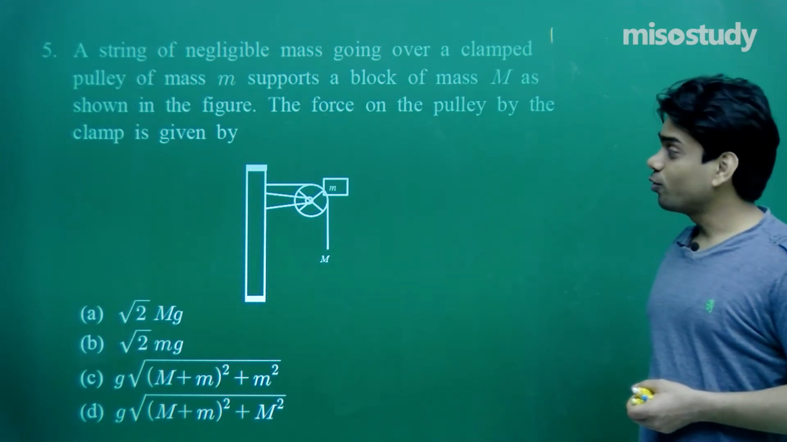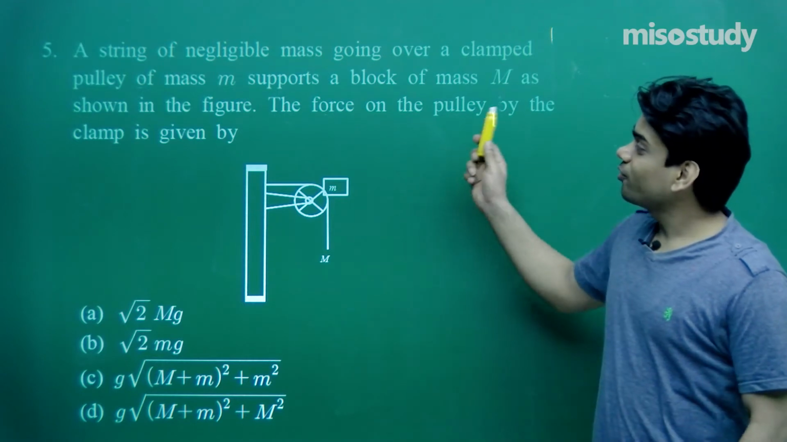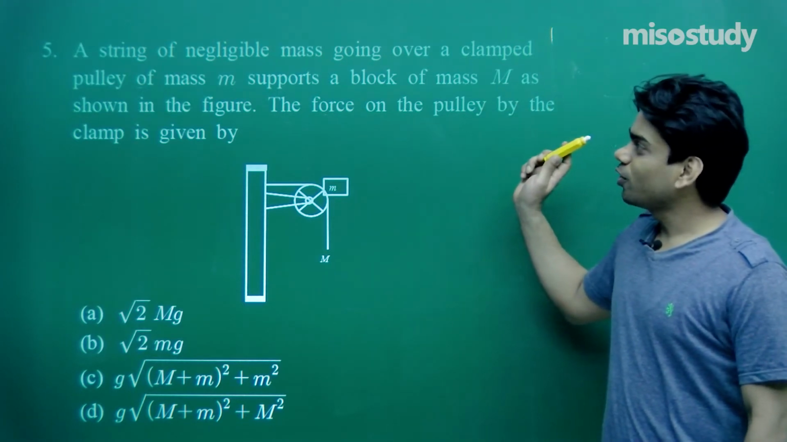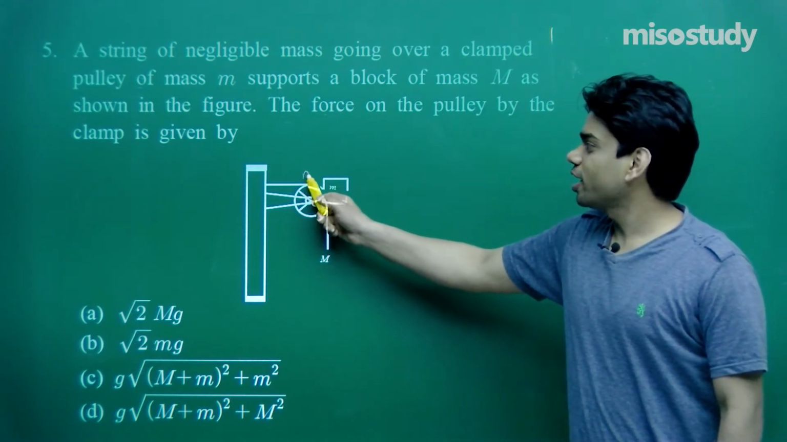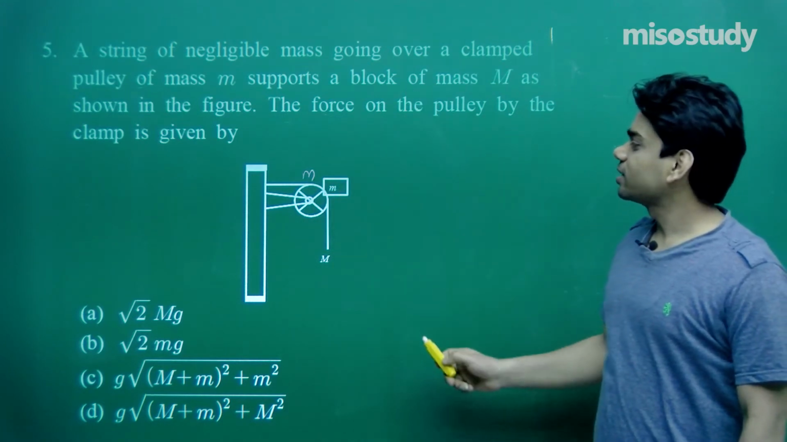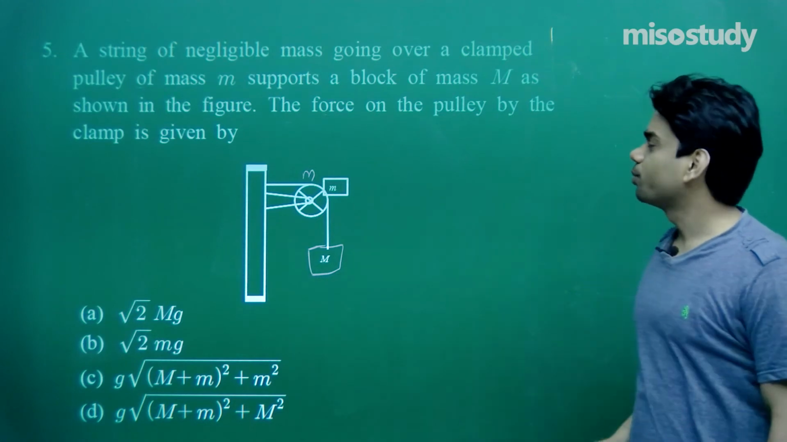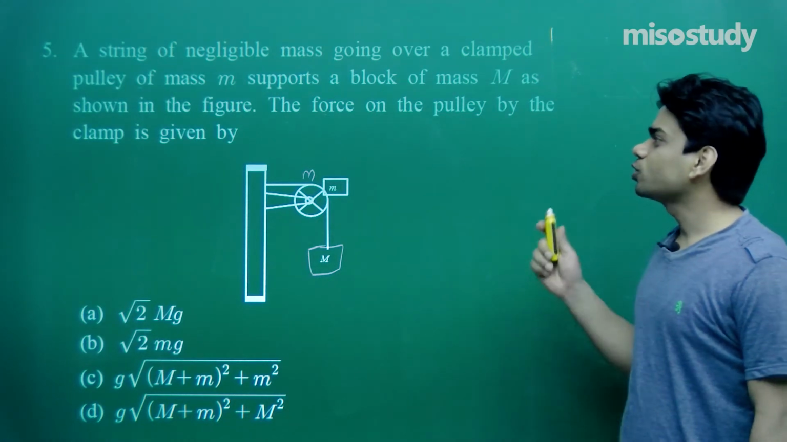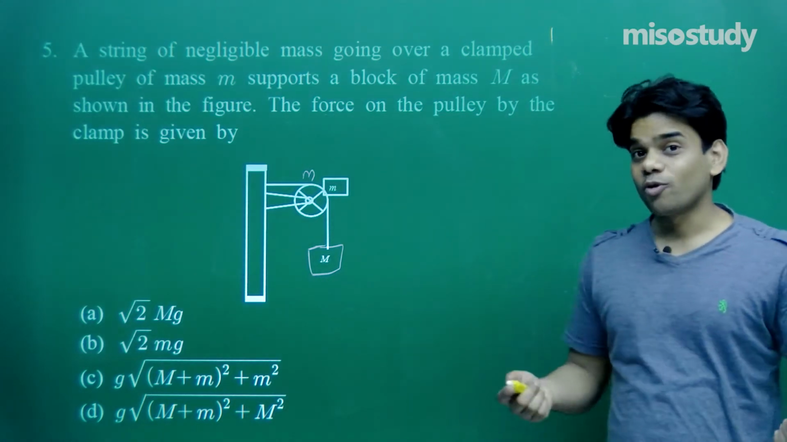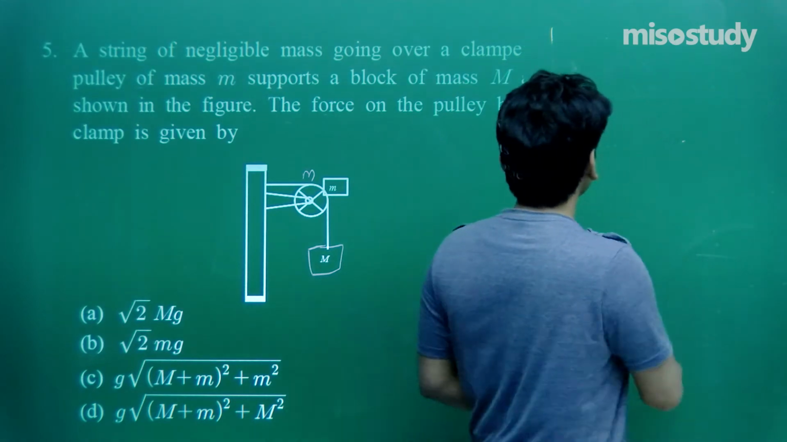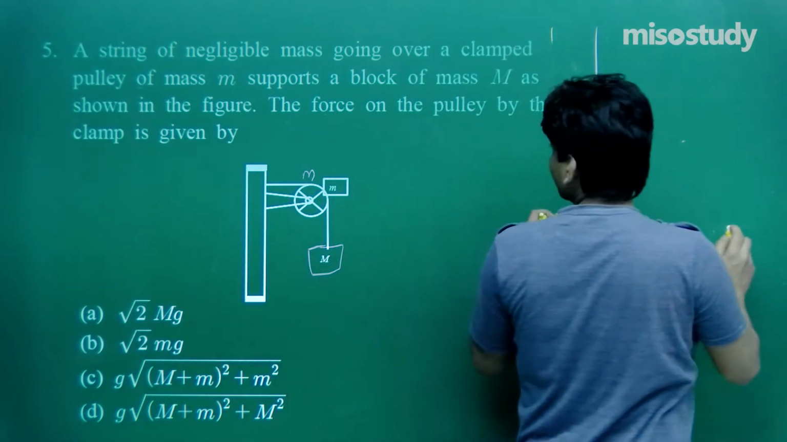So see here what forces we have. A string of negligible mass goes over a clamped pulley of mass small m, so the pulley mass is given as small m, and it supports a block of mass capital M as shown in the figure. We need to find the force acting on the pulley by the clamp. Let me draw the diagram once again.